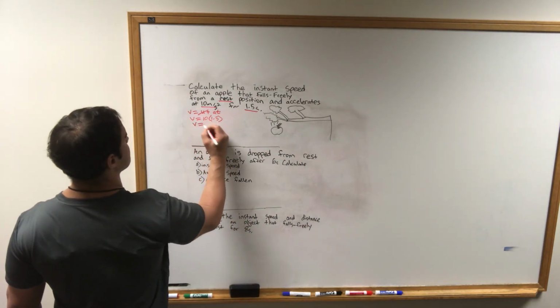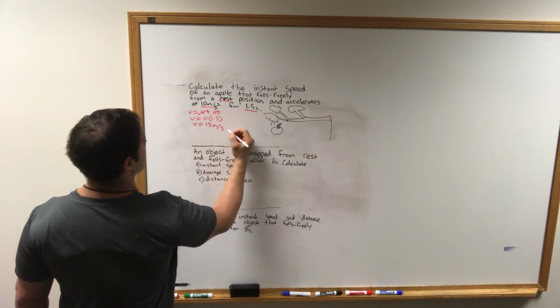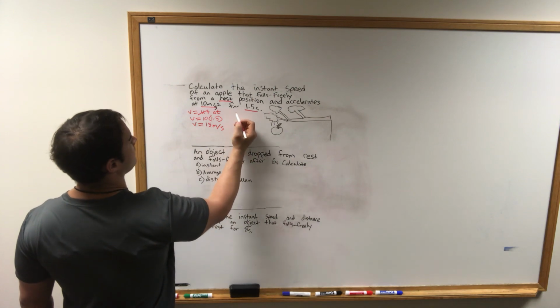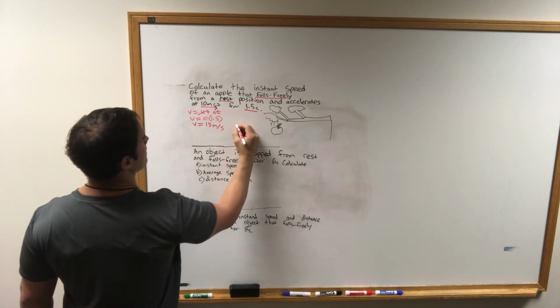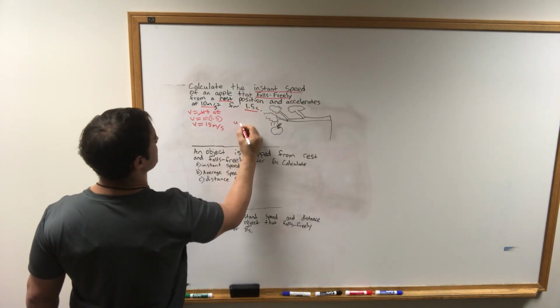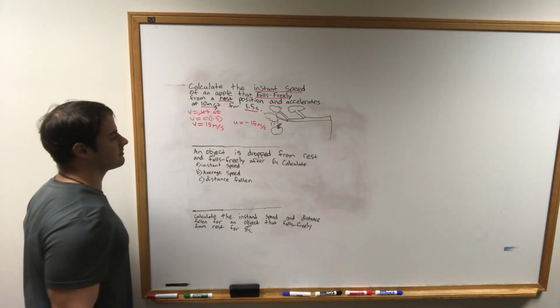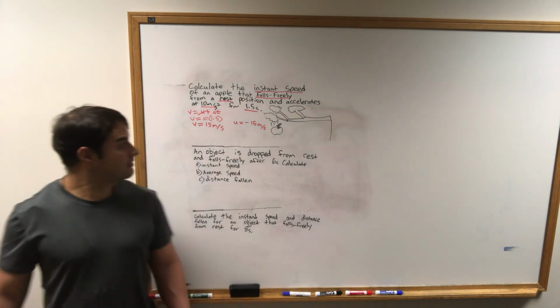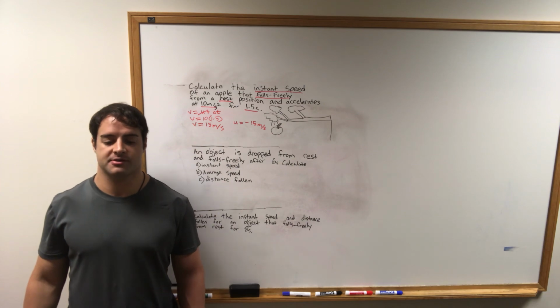So the velocity is 15 meters per second. And it falls freely, so we can say that the velocity is negative 15 meters per second because the apple falls in the downward direction.